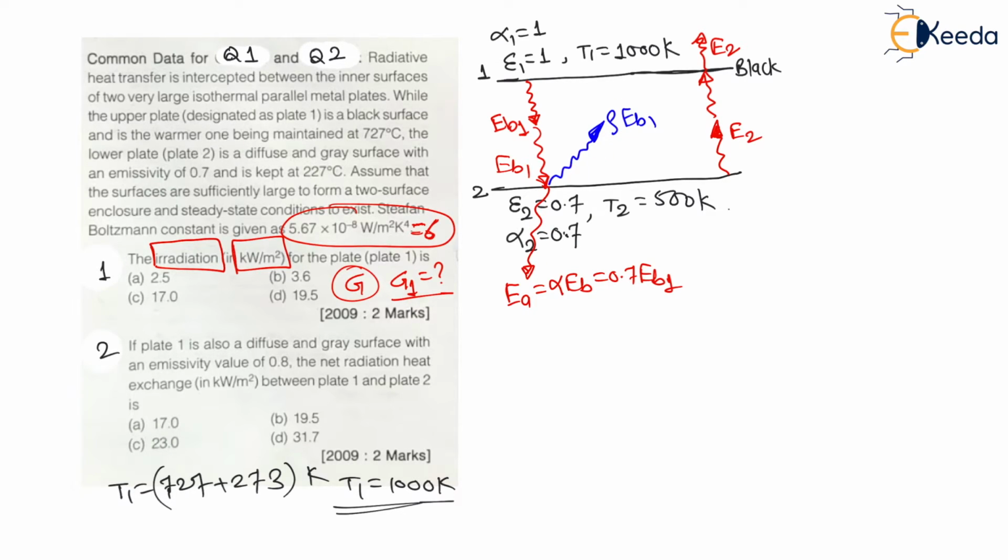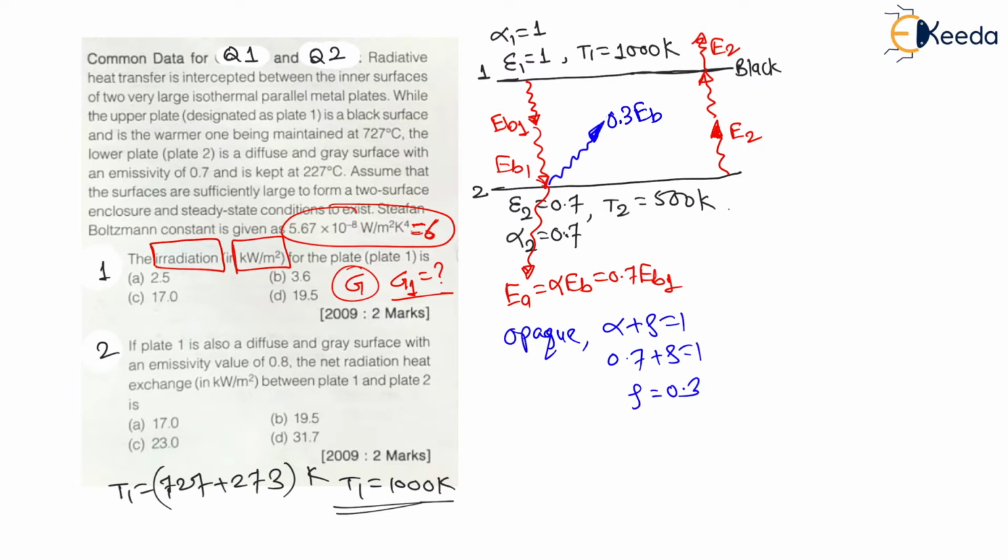Therefore can I say for an opaque body alpha plus rho is equal to 1, right? Therefore 0.7 plus rho is equal to 1. Therefore rho is equal to 0.3, right? And simply you can say if 0.7 is absorbed, 0.3 is reflected. Therefore here I can write this is equal to 0.3. Whatever may be the reflected, I am going to write in terms of direct value, 0.3 EB1.